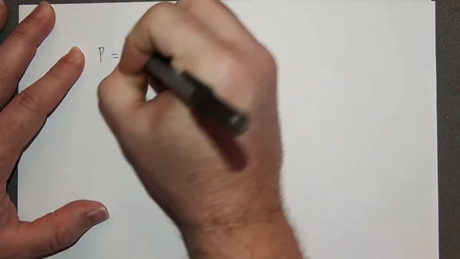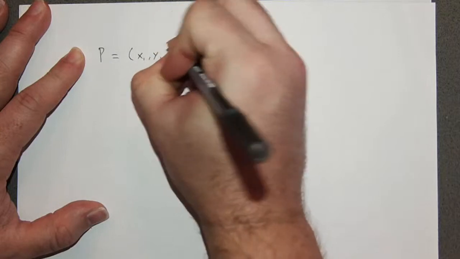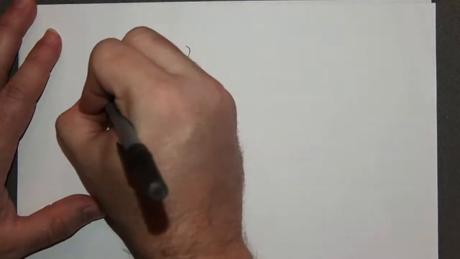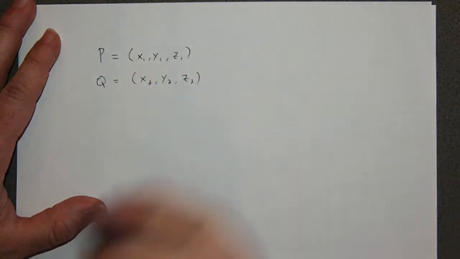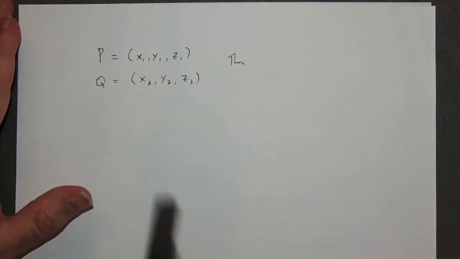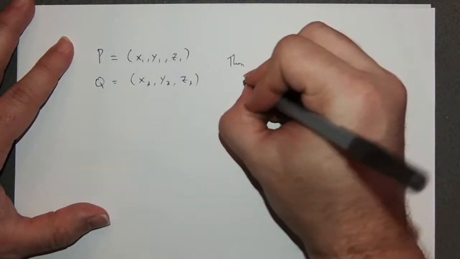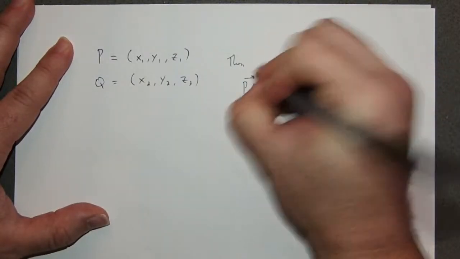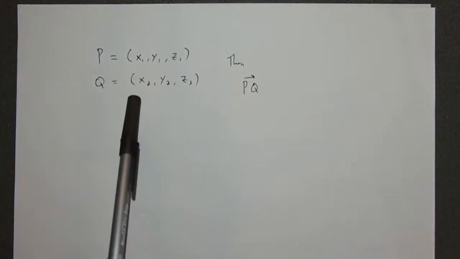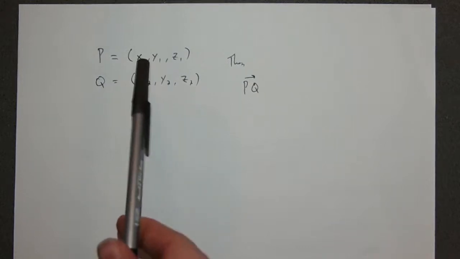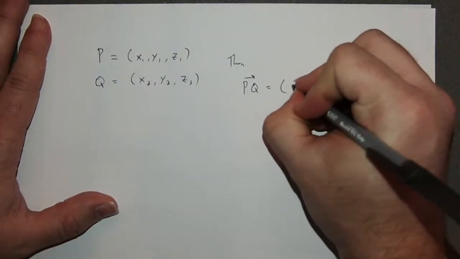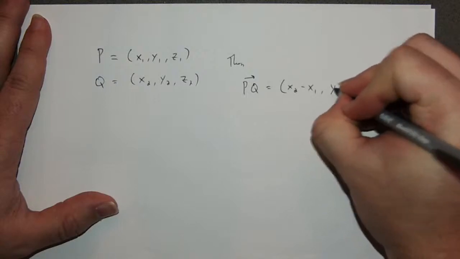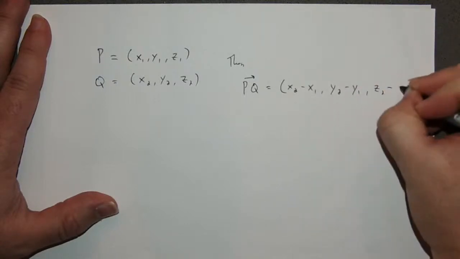Okay, here's how. If P is the triple X1, Y1, Z1, and Q is some other point in space, then the vector with initial point P and terminal point Q is given by taking the terminal point's components and subtracting from them the corresponding components from the initial point. So this is x2 minus x1, y2 minus y1, z2 minus z1.